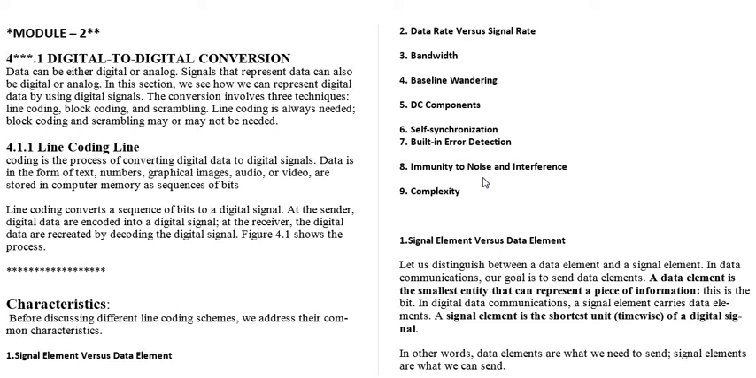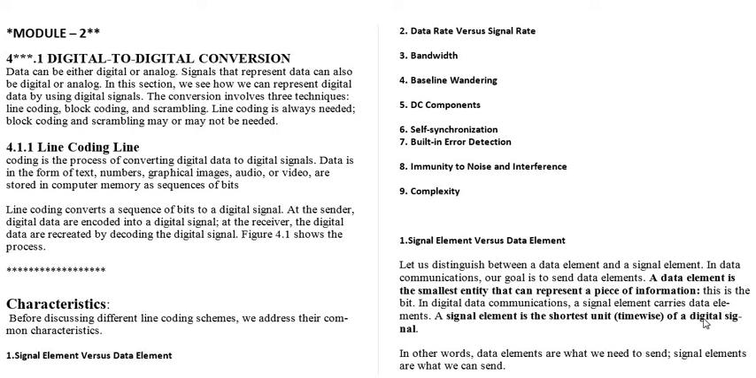First one is signal element versus data element. One thing we have to remember is what is data. Data is the smallest entity, a piece of information. Whereas what is a signal element? A signal element is the shortest unit of a digital signal.